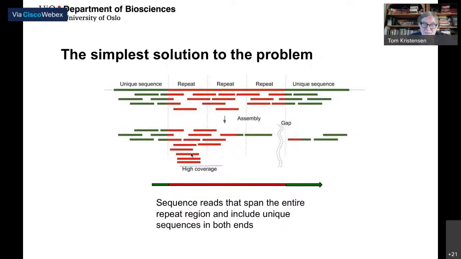So the solution, at least the simplest solution to the assembly problem, would be to have reads which are so long that they span all the possible repeat regions we have in the genome we are studying. And if we have these long reads, the assembly process will be simpler, and the assembly will actually reflect the real structure of the genome.